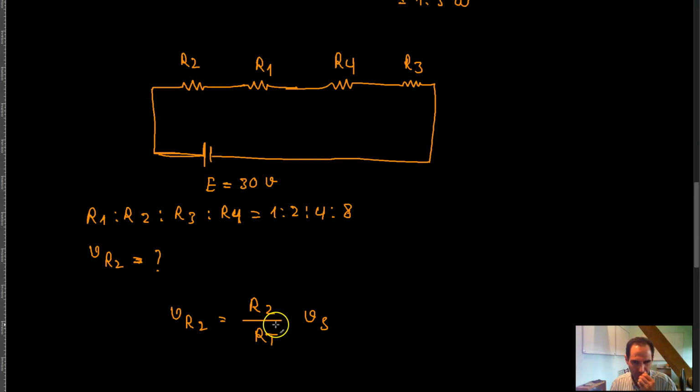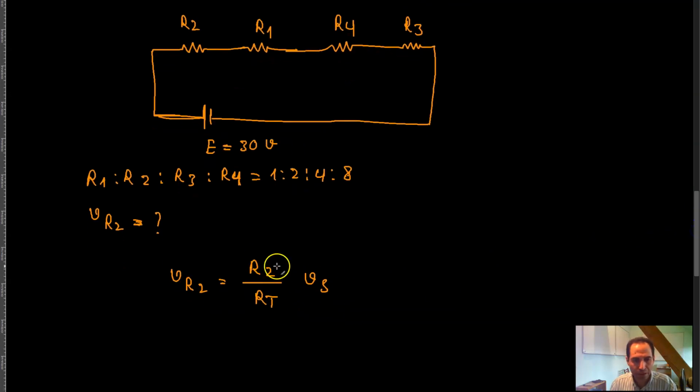So then all that you need to do is know the value of R2 and the value of total resistance in the circuit, right? And you don't have it over here. So I can take some typical values for these resistors, since these resistors are in the ratio 1 to 2 to 4 to 8.